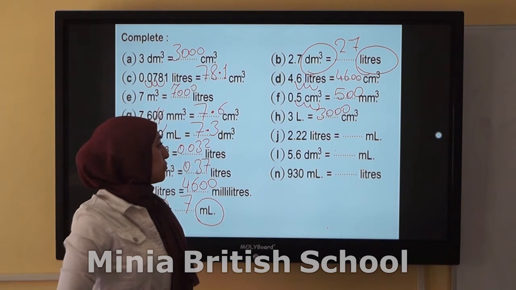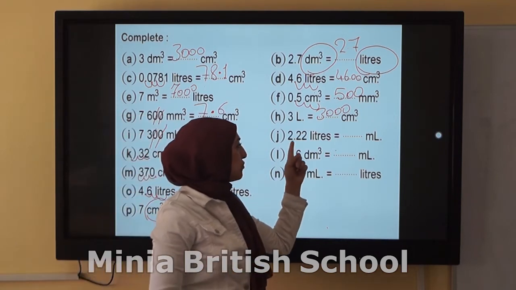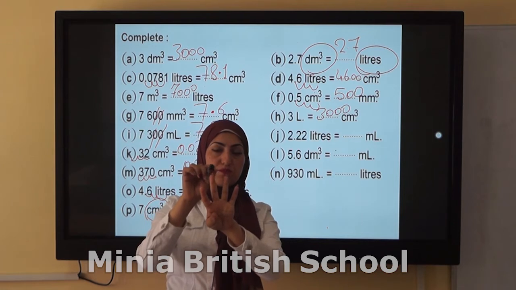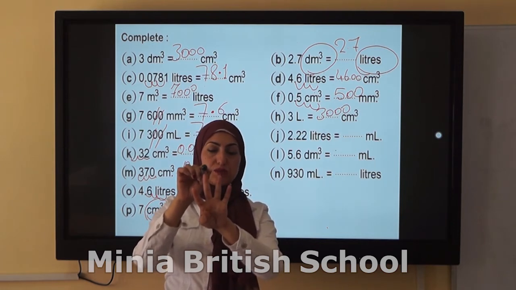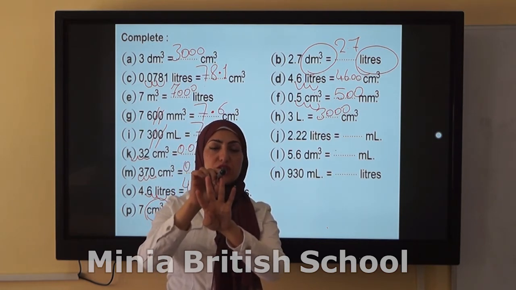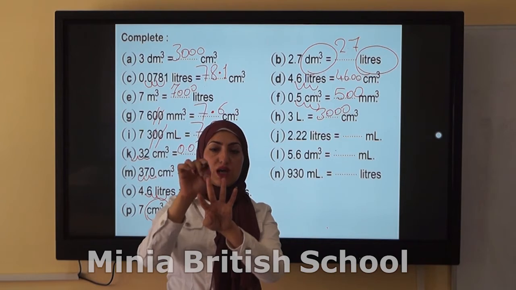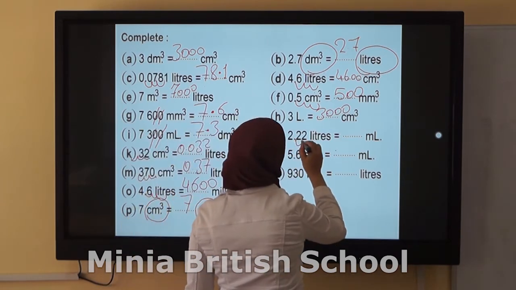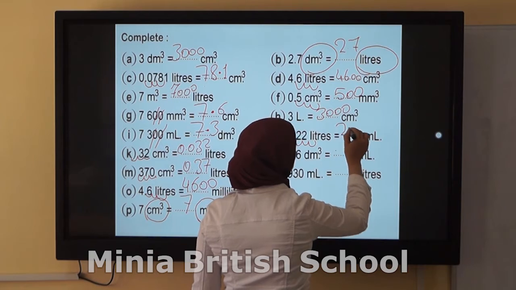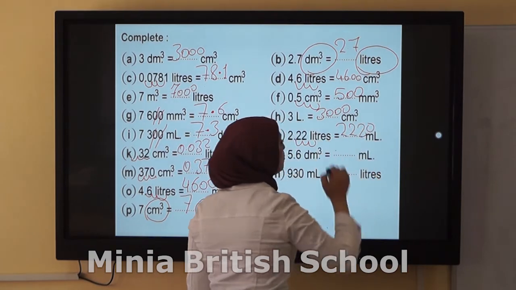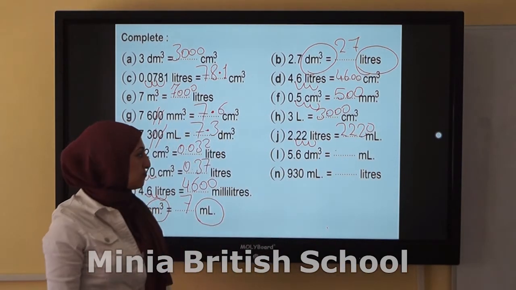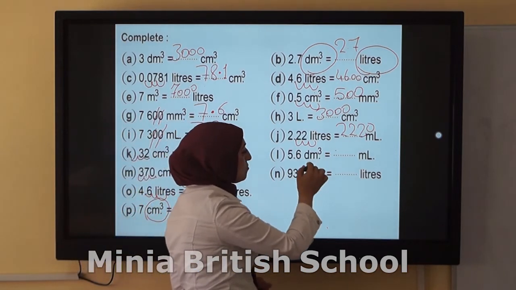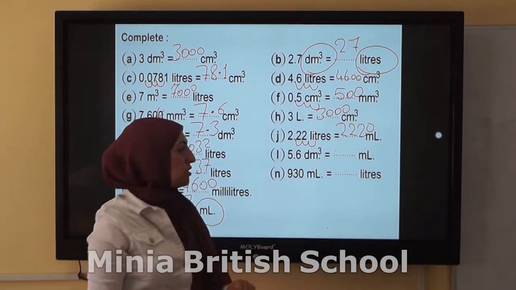The next one, 2.22 liters equals milliliters. Okay, the liters here, which is cubic decimeter, and milliliters here, which is cubic centimeters. So I have to multiply by 1,000. 1, 2, 3, 2,220.